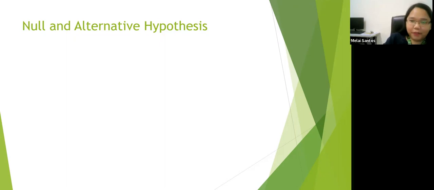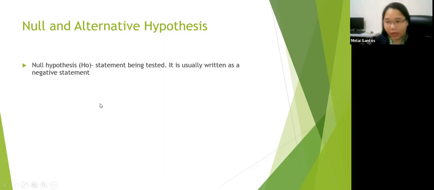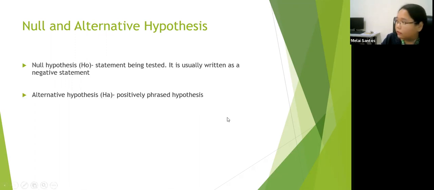Now, for the null and alternative hypotheses: the null hypothesis is the statement being tested and it's usually written in the negative. That is why there is no significant difference and there is no significant relationship. The opposite of that is the alternative hypothesis, which is positively phrased, meaning there is a significant relationship between, for example, the use of online grammar checkers and gender or sex. So it's positively phrased.